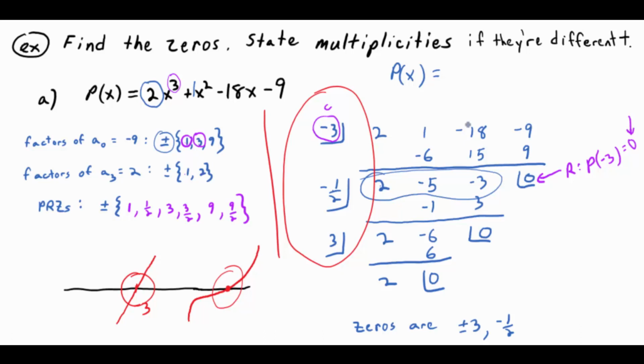So zeros go with factors. Let's start with +3. What's the factor that corresponds with a zero of +3? X minus 3. That's from the factor theorem, right? So if 3 is a zero of P of x, x minus 3 is a factor of P of x.